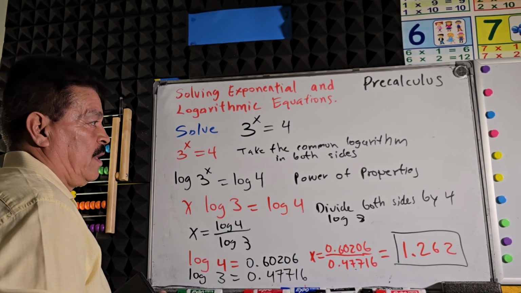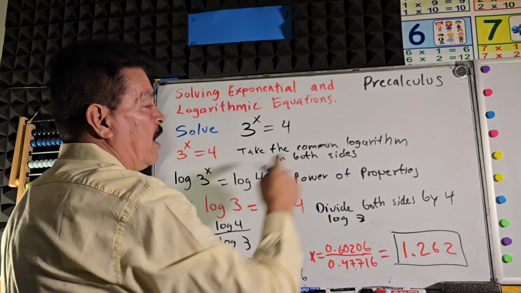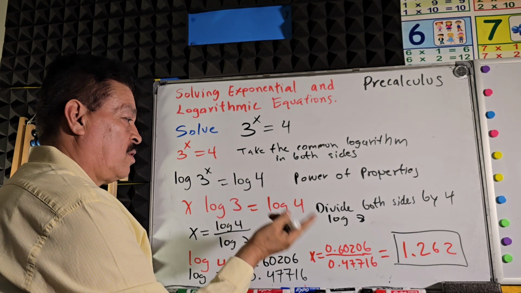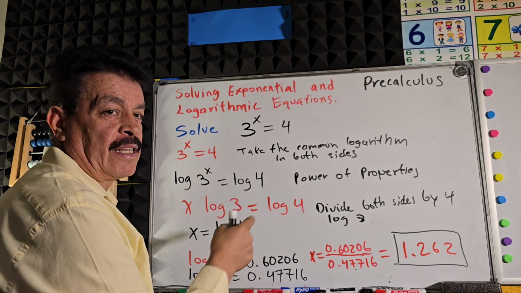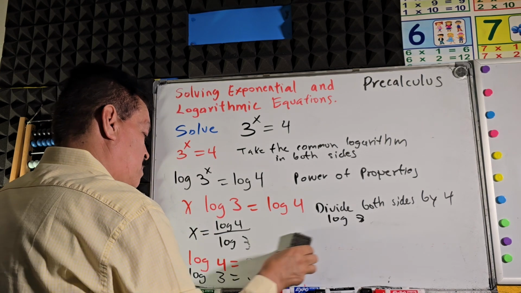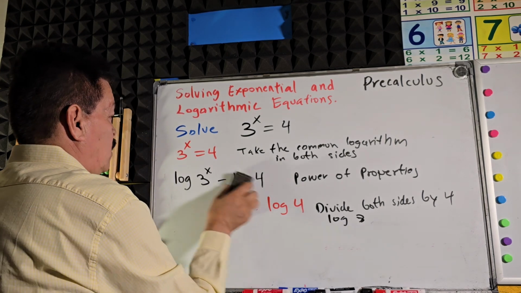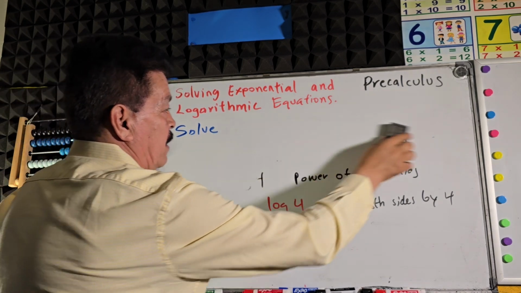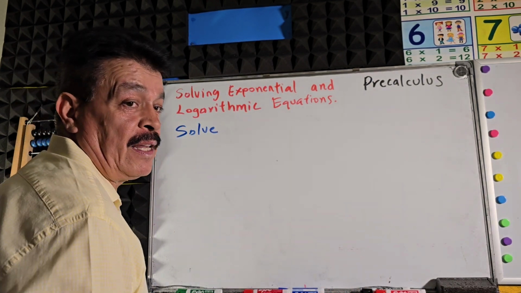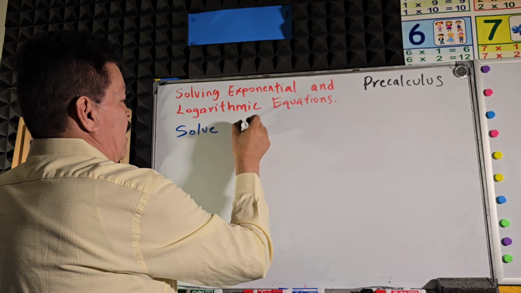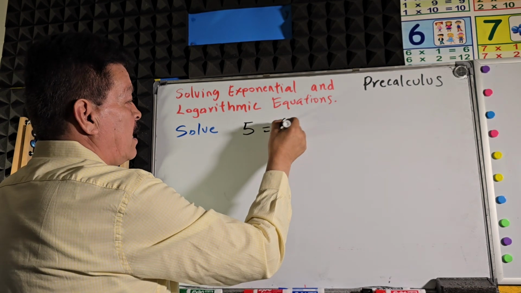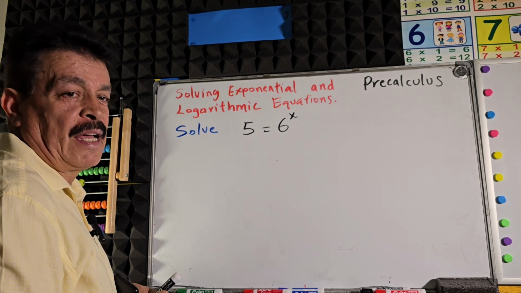So we use the common logarithm in both sides. Remember the common logarithmic property? So go a little back and then check the solution. Let me show you another one, easier. Let's try to solve another problem here. It's very important. Let's write 5 equals 6 to the x power.